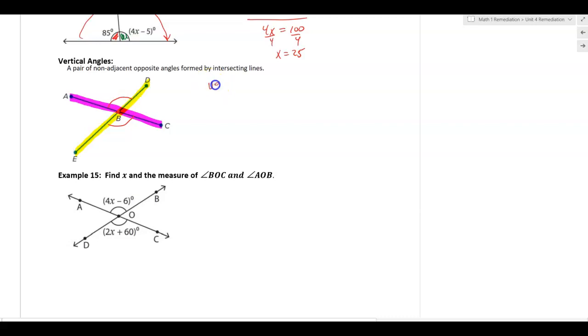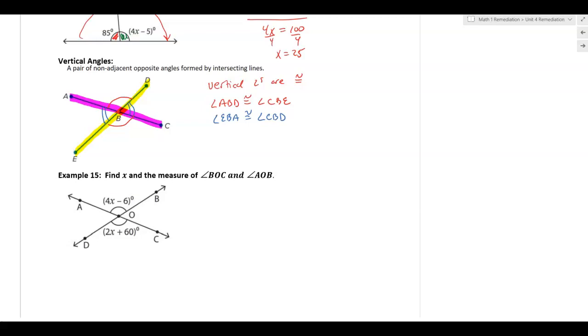And what do we know about vertical angles? Vertical angles are congruent. Okay? So right away I could say angle ABD is congruent to angle CBE because they are vertical angles. Now there's another pair of vertical angles, such as this angle and this angle. And since they're vertical angles, remember, each of these arcs touch a yellow and a purple line. So angle EBA is congruent to angle CBD. So vertical angles are congruent.